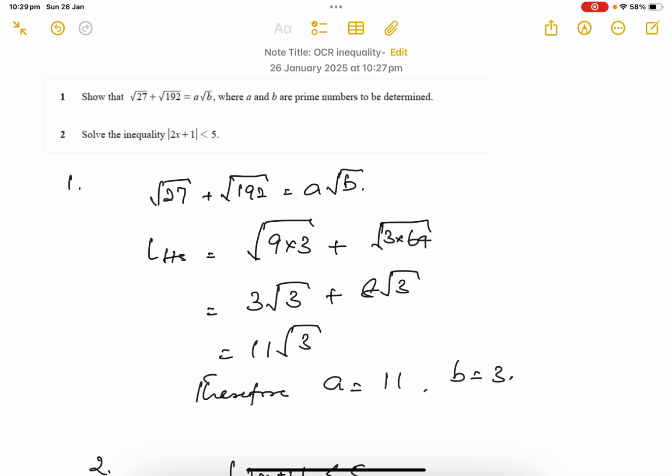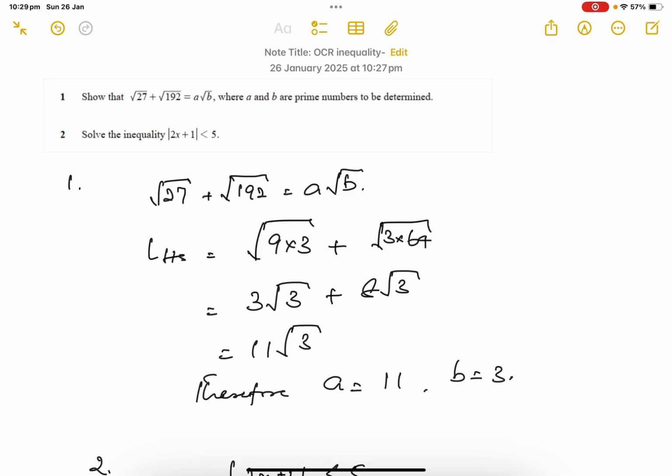A past question from the Oxford and Cambridge board, simple algebra and inequality. Number 1: show that square root of 27 plus square root of 192 equals a square root of b. So we need to show it in the form a square root of b, where a and b are prime numbers to be determined.